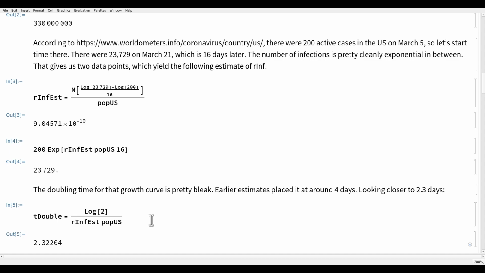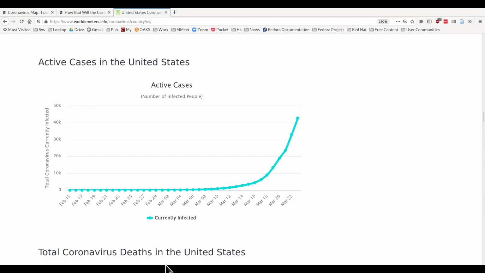I get 2.32 days. What that means, let me go back to the worldometer. What that means is that every 2.3 days, the number of infected cases doubles. So for example, here on March 19th, let's say it's about 13,400. 2 and a fraction days later, there will be 26,900 something. And you can see that's really not too far off.